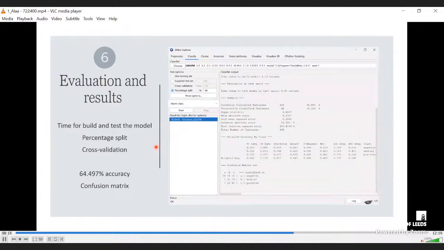To see the evaluation result, a percentage split is applied to separate the training and testing parts, 66% for training and the remaining for testing. Cross-validation could be used, but percentage split is faster here. And we can see here the accuracy is 64%. We also have the confusion matrix and other information, such as the time spent building the model and the time for testing as well. You can adjust all this information by selecting what you want to present.